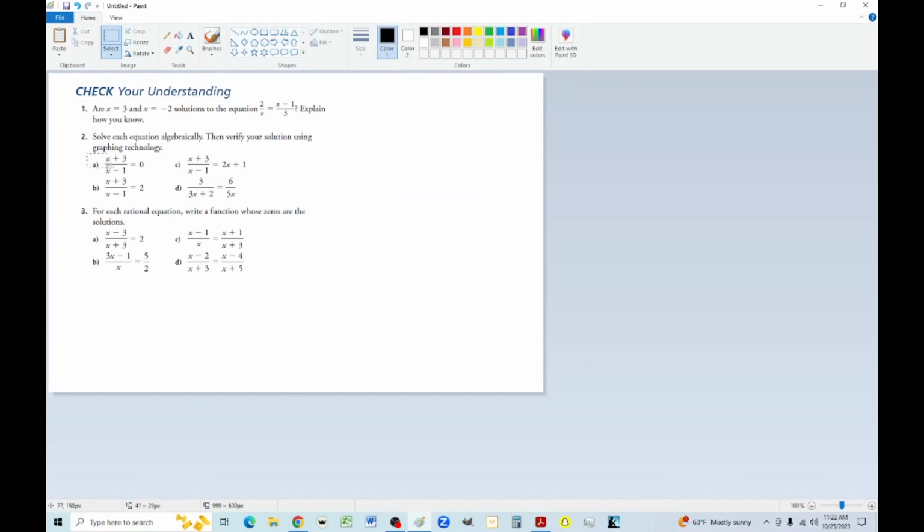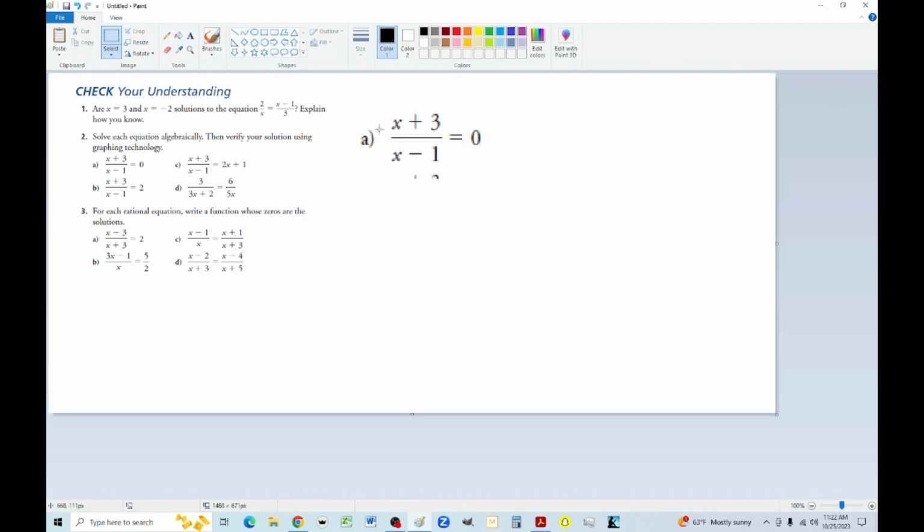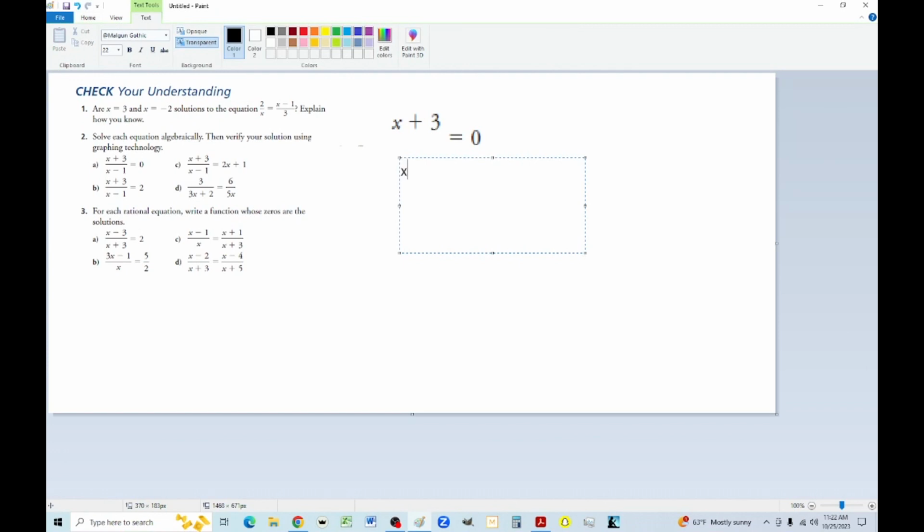Do the same with this. They want us to do it with verifying graphing technology after you solve it. What's interesting about this is when I multiply both sides by the denominator, which should be in brackets, they cancel out on both sides. That's because these cancel out here, and x minus 1 times 0 is always 0. So you're left with this, and the only possible solution is x is equal to minus 3.